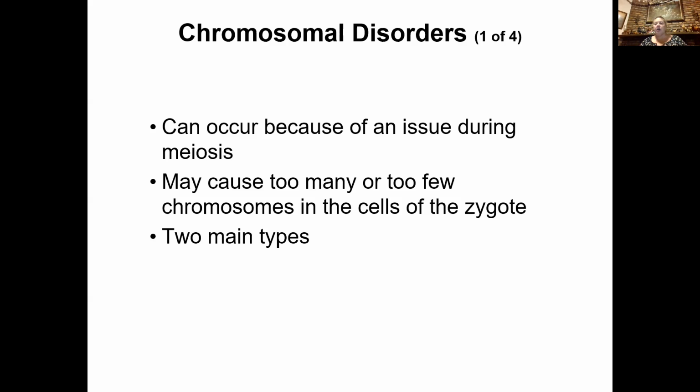Remember, once that joining occurs, you're supposed to have 46 chromosomes. And if that number is incorrect, it can lead to a number of problems or even a problem with viability, meaning that that zygote may not continue to grow and develop. However, if the zygote does grow and develop, that organism will eventually have some issues. What we're going to look at here and that our book covers are two main types of chromosomal disorders. The first one we're going to look at are sex chromosome disorders, and the second one we're going to take a look at is Down syndrome.